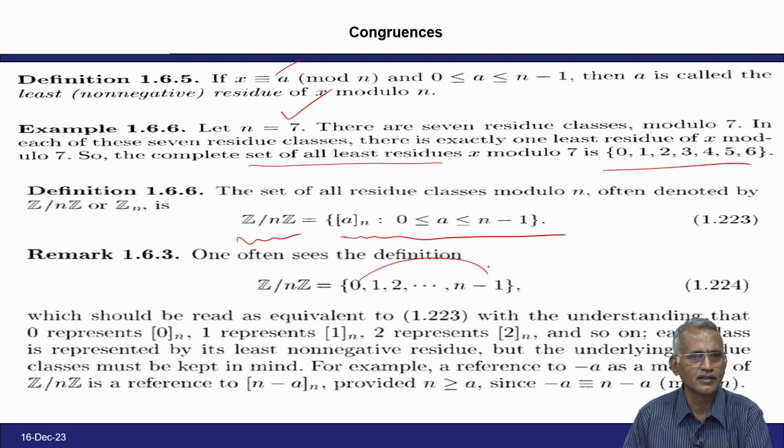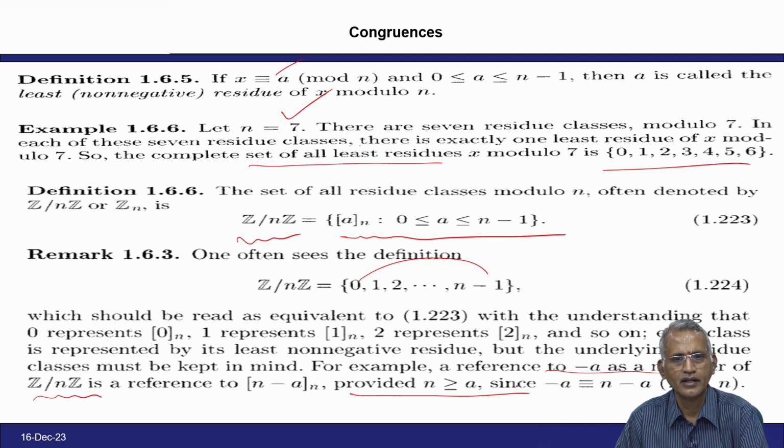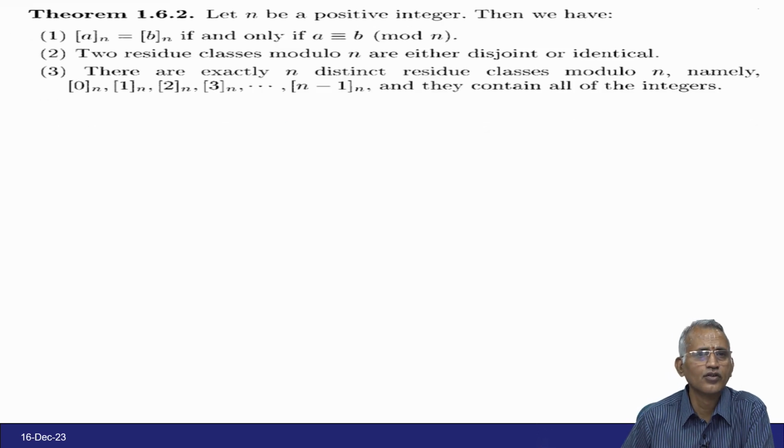Each class is represented by its least non-negative residue, but the underlying residue classes must be kept in mind. For example, a reference to minus a as a member of Z modulo n is a reference to n minus a modulo n, provided n is greater than or equal to a, and minus a is identically equal to n minus a under modulo n. Next we will go to the theorem.